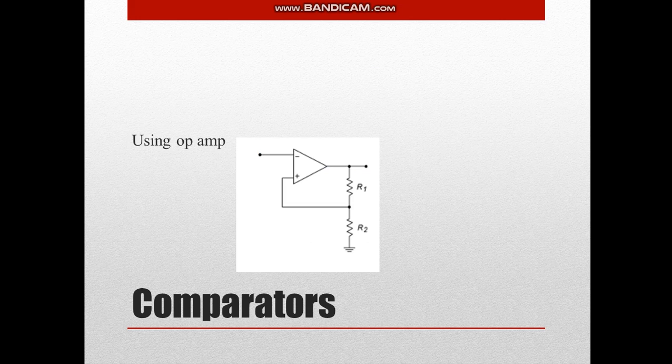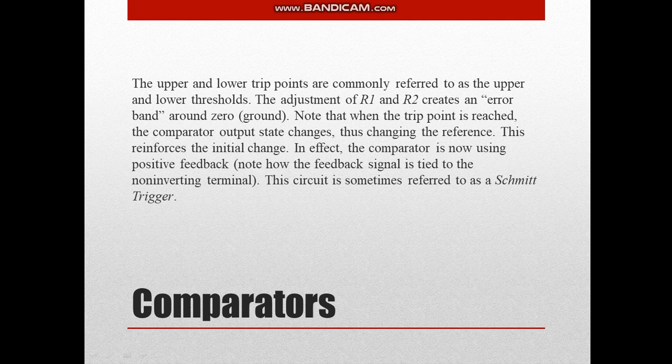In the op-amp, we have R1 and R2 connected to the output in parallel, which forms a comparison, where we have upper and lower trip points, which are commonly referred to as upper and lower thresholds, which we have previously described as different voltage levels. The adjustment of R1 and R2 creates an error band around 0.